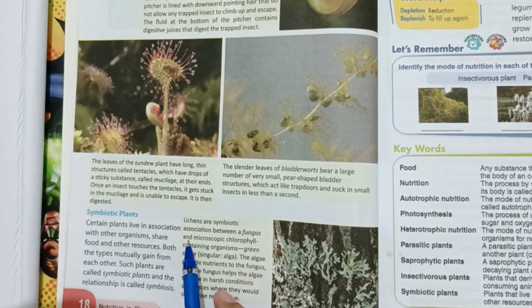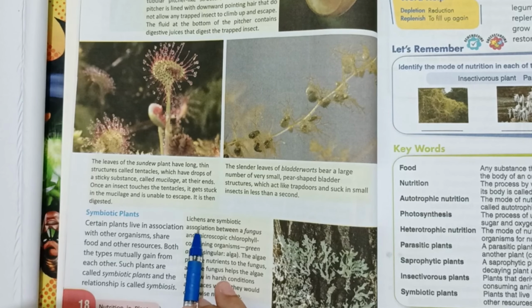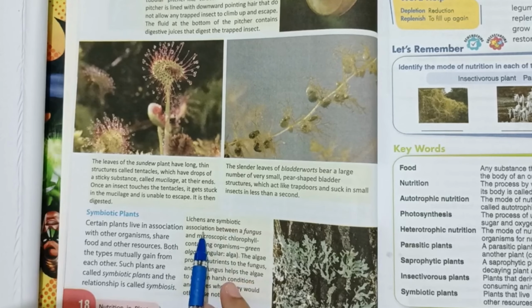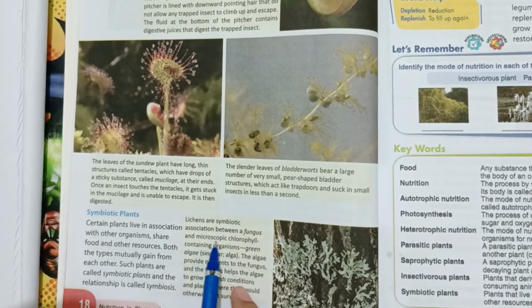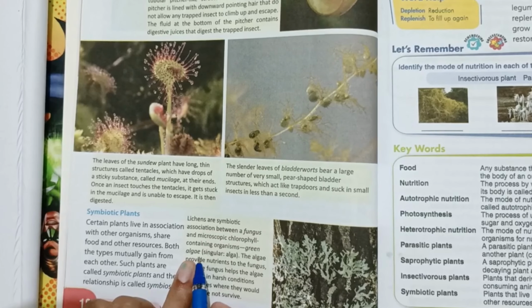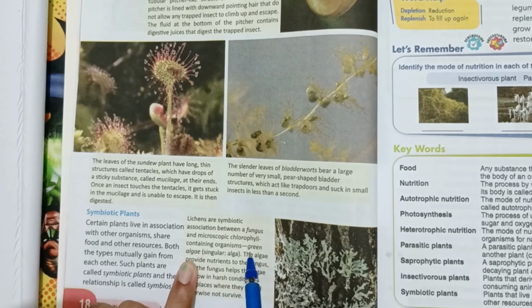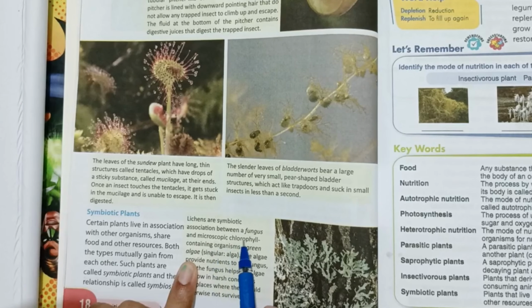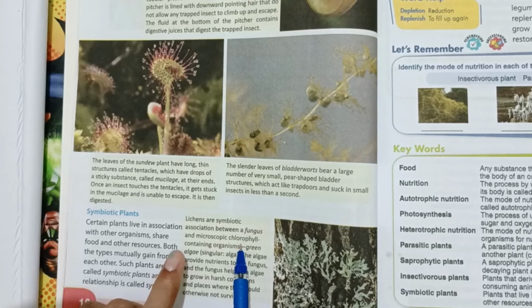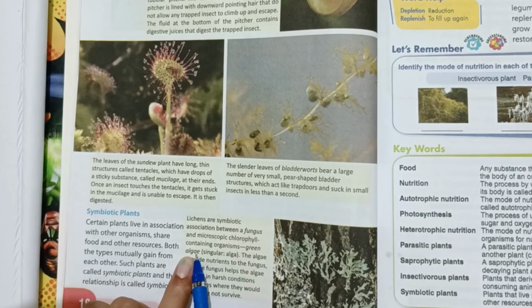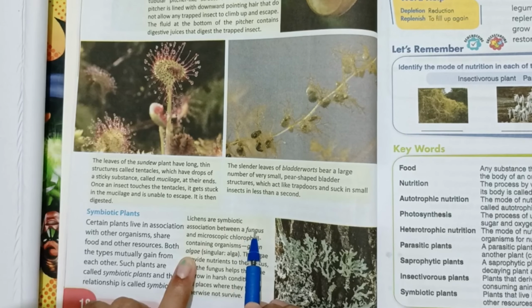A very famous example is lichens. Lichens are a symbiotic association between a fungus and a microscopic chlorophyll-containing organism called green algae. You must have seen algae during the rainy season, on the slippery roads and all. It contains algae which are green in color. That means they have chlorophyll, so they can prepare their own food. They can perform photosynthesis. So the green algae produce their own food and they are in association with the fungus.